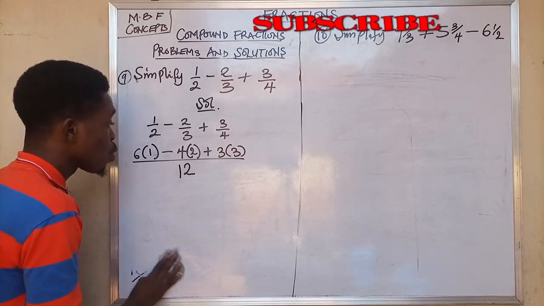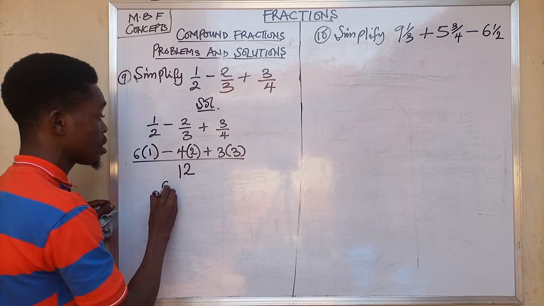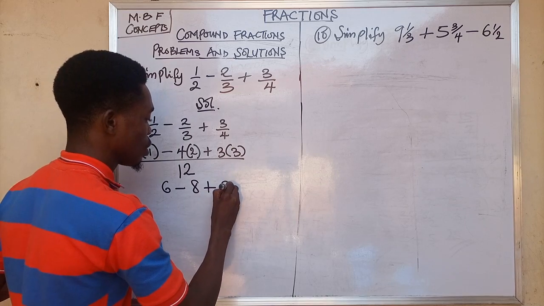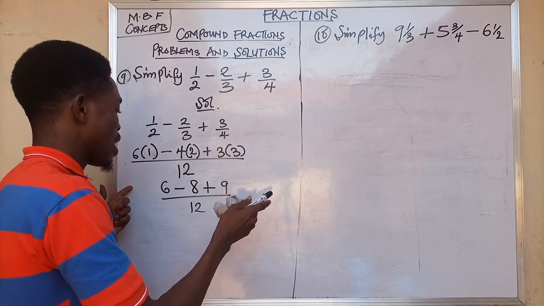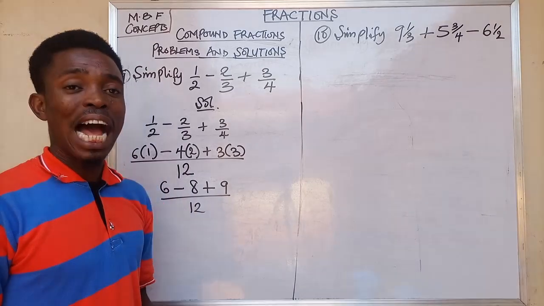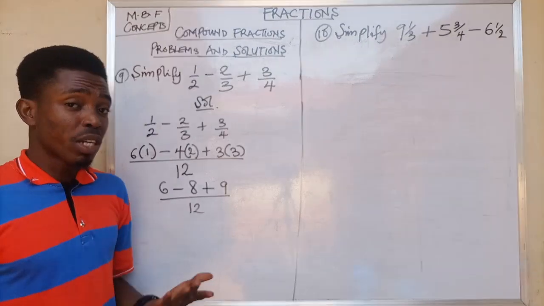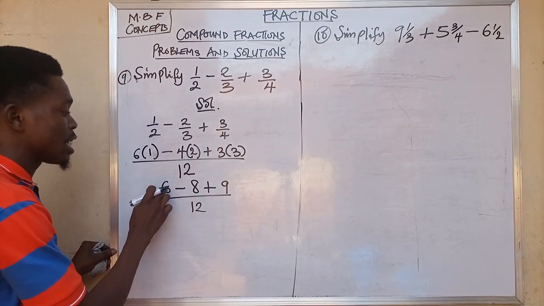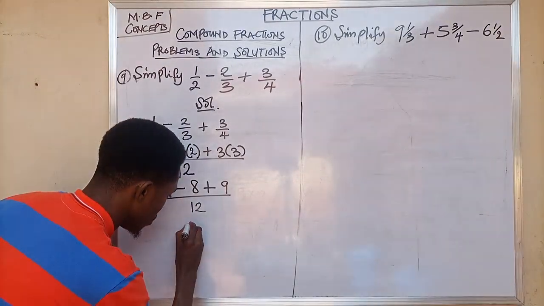Now what next? We will simply multiply out this expression. 6 times 1, we are going to have 6, minus 4 times 2, we are going to have 8, plus 3 times 3, we are going to have 9, all over 12. Like I said, this does not really require the law of BODMAS. So you can say 6 minus 8, which will give us minus 2, and minus 2 plus 9 gives us 7. Or you can say 6 plus 9, which will give us 15, then 15 minus 8, which gives us 7. Guys, 6 minus 8 plus 9 is 7.